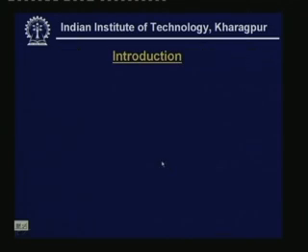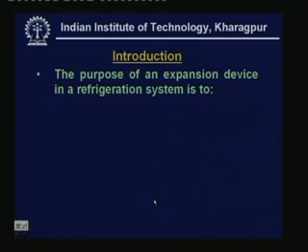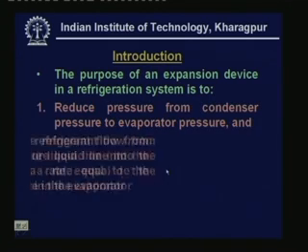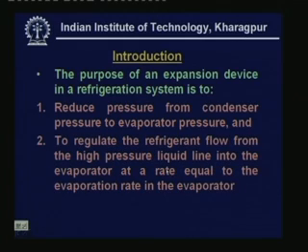Let me give a brief introduction. First of all, why do we need an expansion device in a refrigeration system? What are its purposes? The purpose of an expansion device in a refrigeration system is to first of all reduce the pressure from condenser pressure to evaporator pressure, and to regulate the refrigerant flow from the high pressure liquid line into the evaporator at a rate equal to the evaporation rate in the evaporator.